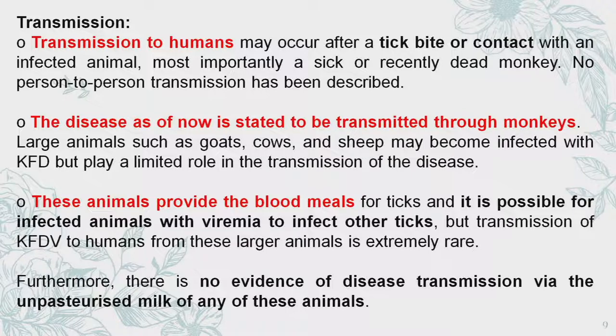Now there are proofs saying that the disease is transmitted via monkeys. So because monkeys also acting as a carrier, there's another possibility. There's no evidence of disease transmission via unpasteurized milk of any of this animal. Because you might read in the paper that people are not drinking milk. So unpasteurized milk, there's no record stating that transmission occur through unpasteurized milk. So probably it is from the infected animals like monkey, rat or through tick.